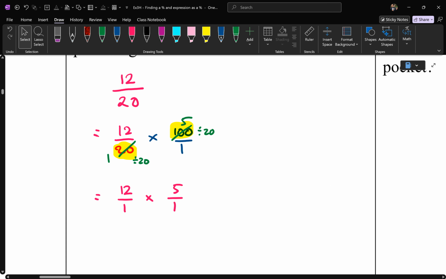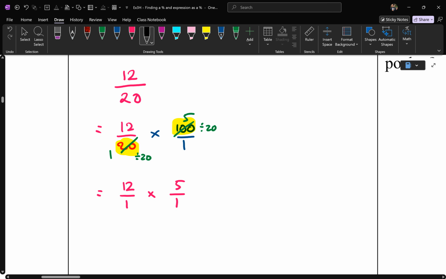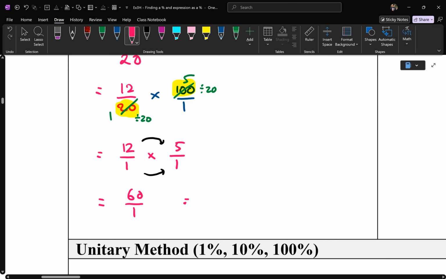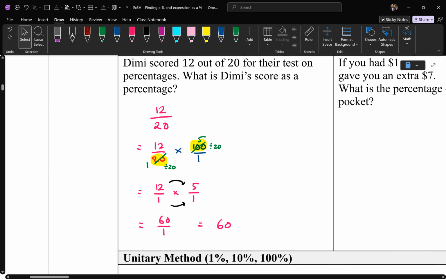Here we go. Let's work out the multiplication of fractions. Again, top with top, bottom with bottom. Let's go with Zara Jones. What is 12 times 5 in the numerator? 60. Whereas 1 times 1 in the denominator gives me 1. But 60 over 1 is the same thing as writing 60. I'm not done yet. What's my answer?